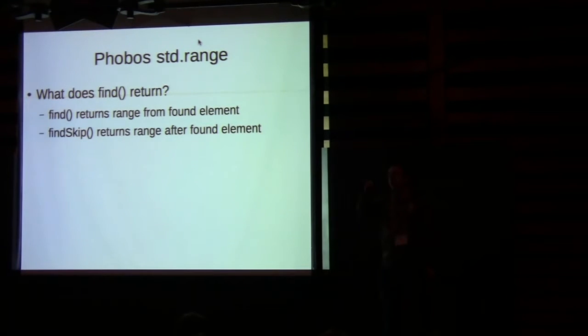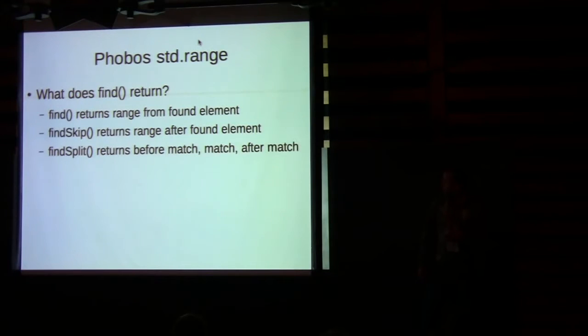What if I want the range after the element? Well, there's this little convenience function called findSkip, and it returns basically the same thing, only it calls dropFront one more time, unless the range is already empty. So it basically encapsulates a call to find plus an if plus a dropFront. Then there's findSplit, which returns a triple of ranges: everything until the found element, then a range consisting only of the found element, and the range consisting of what comes after.